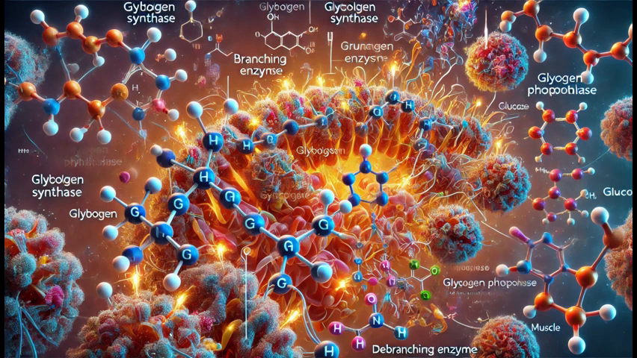But we can't forget about those branches, right? Of course not. We need those branches for efficient glycogen storage. So there must be another enzyme involved.